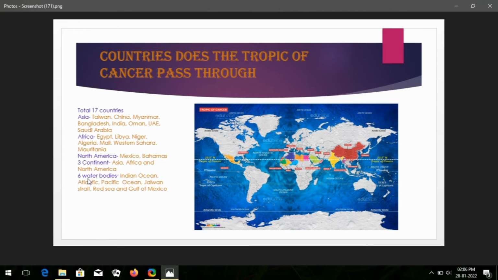And if you talk about this water body, there are totally 6 water bodies. The first is Indian Ocean, Atlantic, Pacific Ocean, Jalwan Strait, Red Sea, and Gulf of Mexico. Here this part is called the Indian Ocean, then Pacific here, and this one is over here Middle Asia, the Red Sea, and this part is called the Gulf of Mexico, fine. Gulf of Mexico, and here Atlantic, fine. So you must be getting, students, fine. Let's move forward.